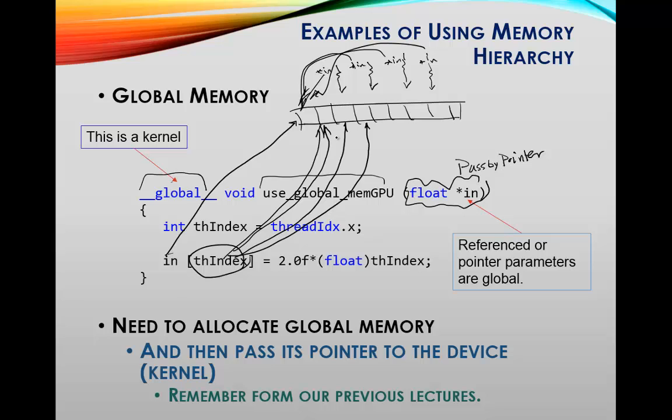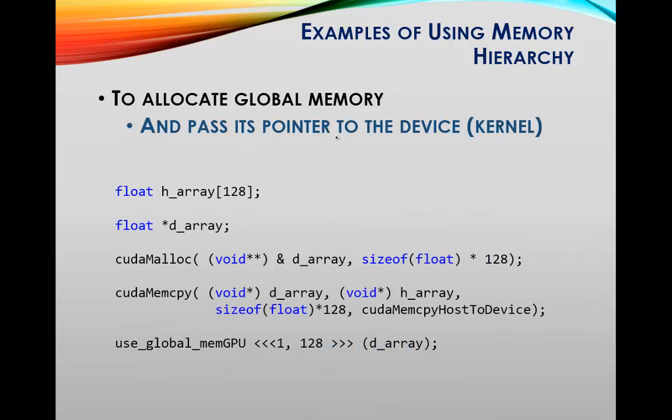Remember that you need to allocate your global memory outside of your kernel in your host computation. And you also need to perform your CUDA memcopy to copy the values from host memory into this global memory. We already talked about these in our previous lectures.